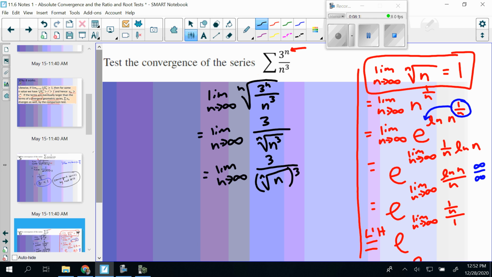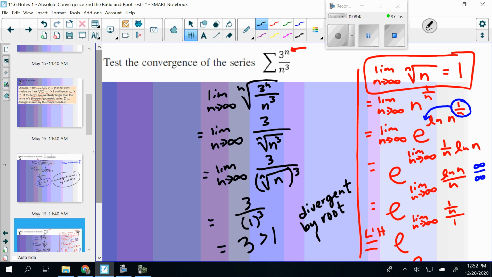So let's jump back to our problem now. That means our limit here, I don't need to show the limit anymore, would be equal to 3 over 1 to the third power. Well, 1 to the third power is 1, and 3 divided by 1 is 3. So this limit comes out to be 3. That is greater than 1, and so this one is divergent. Anytime the limit comes out to be greater than 1, it's divergent by the root test. So this is an example of one that would be divergent.